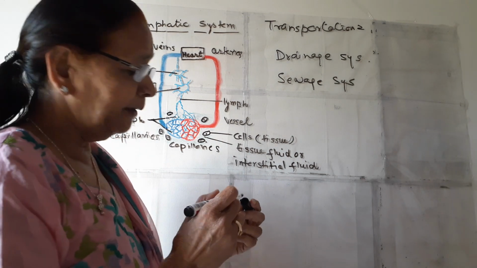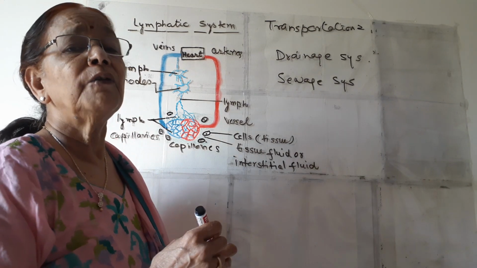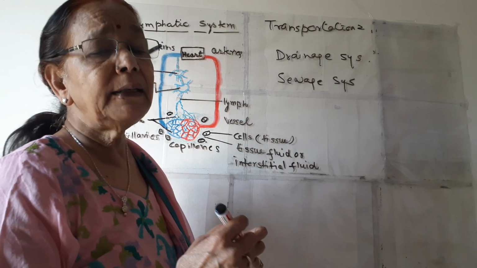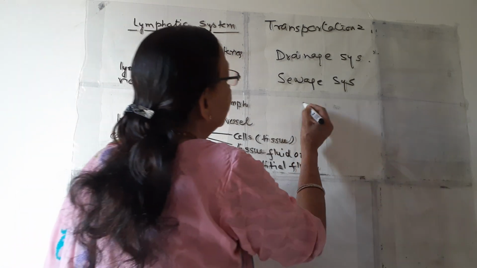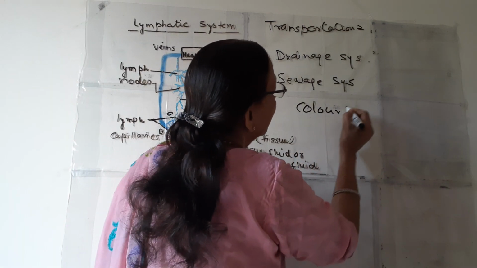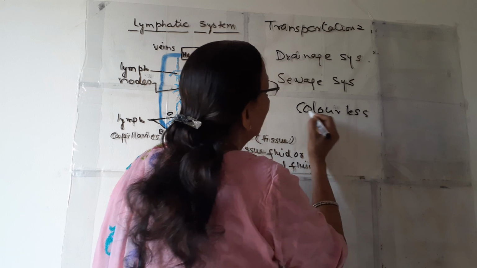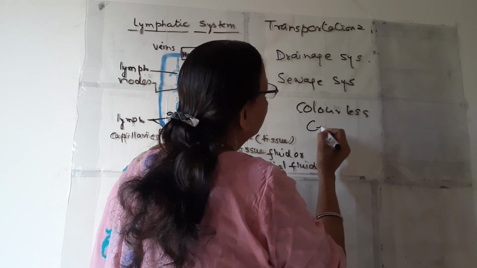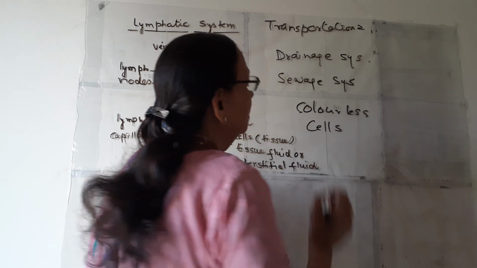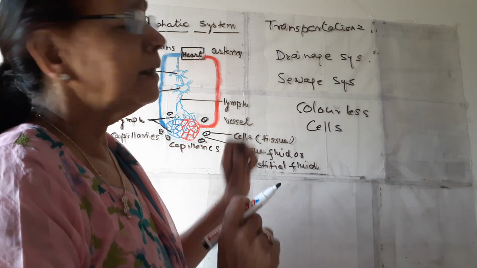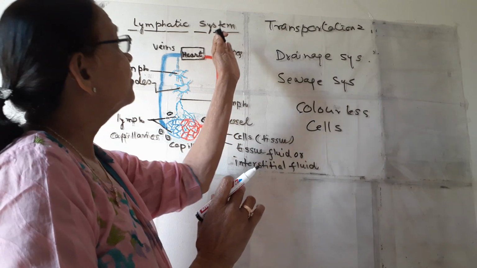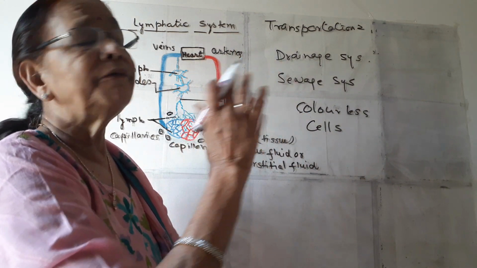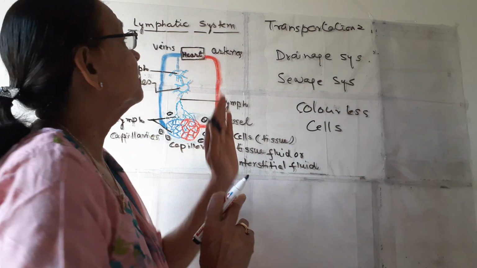So now, what is lymph? Lymph is a fluid. Like the blood, it is a fluid, but it is plasma-like. It is a colorless fluid and it does not have any blood cells. No cells are present. It is a colorless fluid, and this system is parallel to the blood circulatory system.